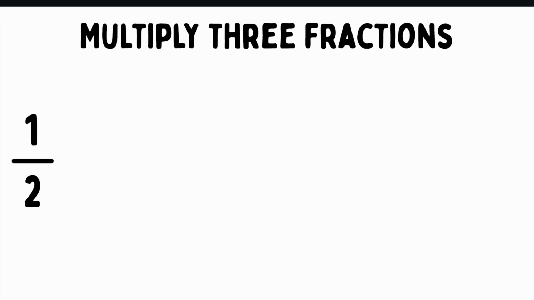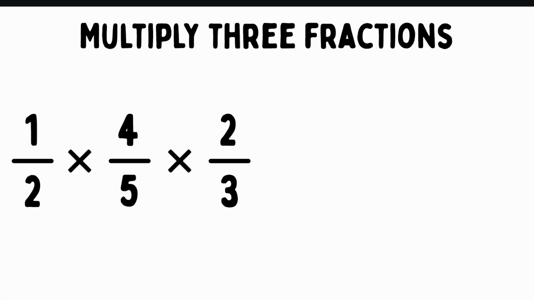We have a half times 4/5 times 2/3. When we multiply fractions, we just have to multiply straight across. Let's multiply the numerators. 1 times 4 is 4, and 4 times 2 equals 8. Now let's multiply the denominators. 2 times 5 is 10, and 10 times 3 is 30.